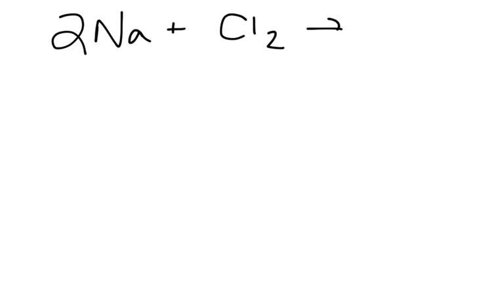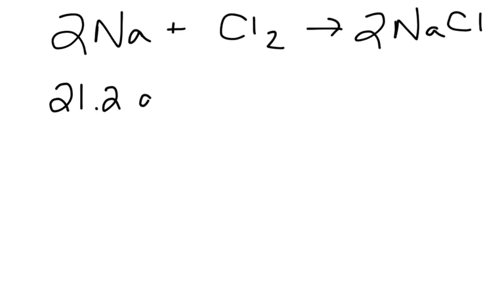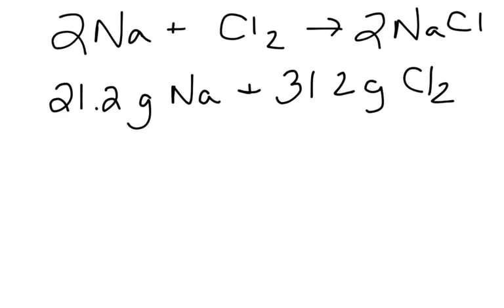More often than not, what you see with these problems is... Dun, dun, dun, dun. Let me write the reaction here. You will see something along the lines of you have 21.2 grams of sodium and, we'll say 31.2 grams of chlorine. What is your limiting reactant?